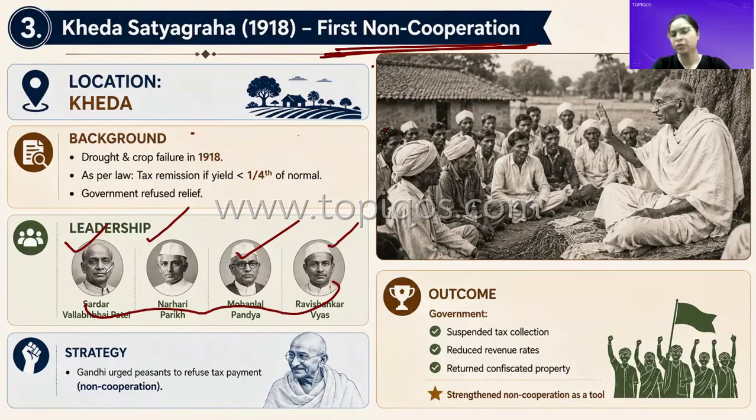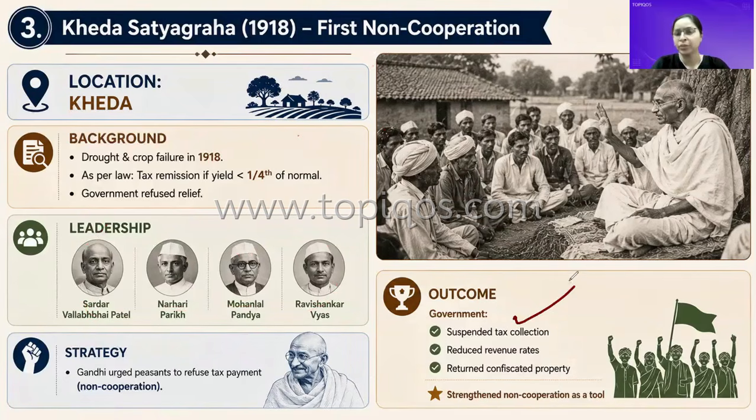A report was submitted to the British government, showing that the yield had actually fallen miserably and farmers were not in a position to pay the land revenue. So finally, the British accepted. The British suspended the tax collection. Further, the revenue rate of the land for the coming year was also reduced, and whatever confiscated property had been taken from these farmers because they were not able to pay the land revenue was returned. So all these initial satyagrahas of Gandhi were highly successful, and hence Gandhi became a very historic figure with these three important satyagrahas. The beginning of the Gandhian phase was marked with great successes. All three satyagrahas, Champaran, Ahmedabad, and Kheda, were important and successful.